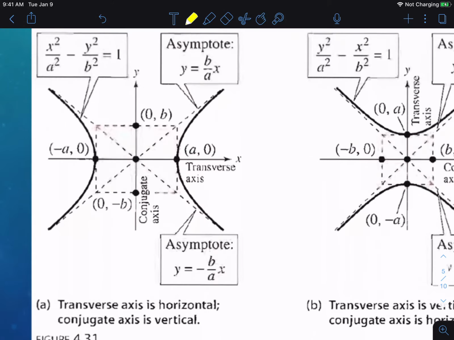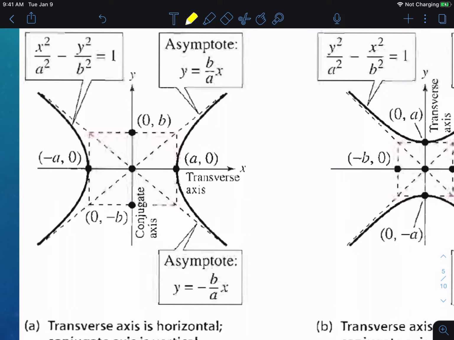So look at what happens here. If you create a box, I'll go ahead and outline it in red. If you create this box here, then it's actually not that difficult to find the points that are the corners of the box by the fact that you know the length of a and you know the length of b. And it's just that distance from the center of the hyperbola that gives you those corners.